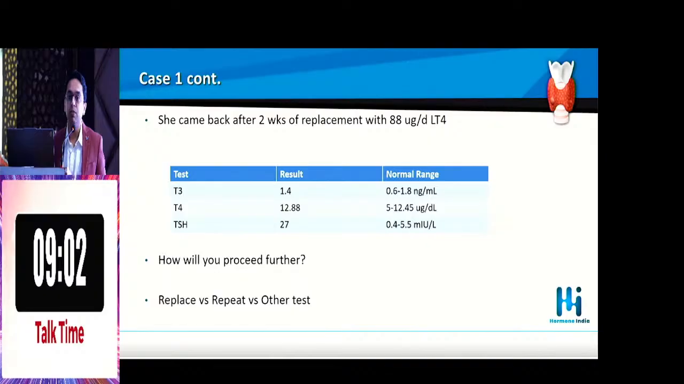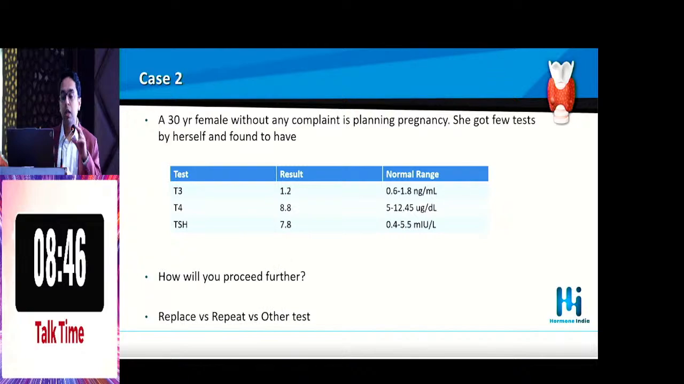It will take some 4 to 6 weeks for the TSH to normalize. T4 normalizes much earlier, and as sir was saying, because you are giving T4 medicine, obviously it is going to be high. So nothing to do, just continue, no test required, repeat after 4 to 6 weeks. That's the basic concept. Now here we have a 30-year female without any complaint, planning for pregnancy.